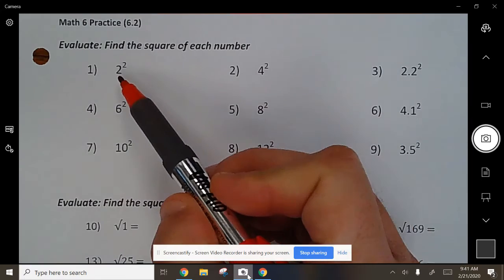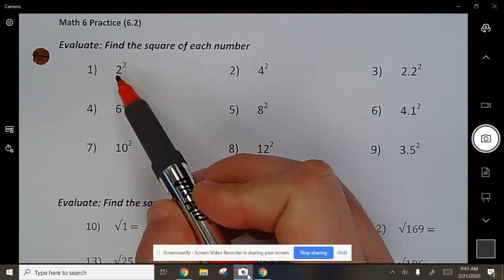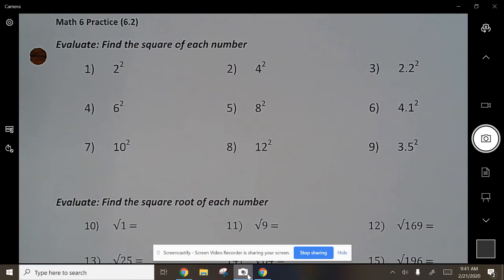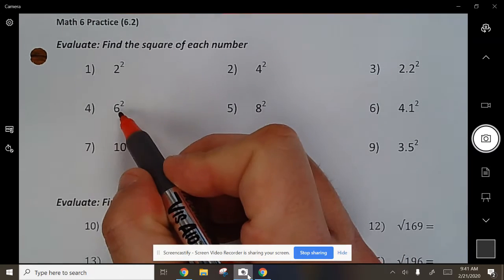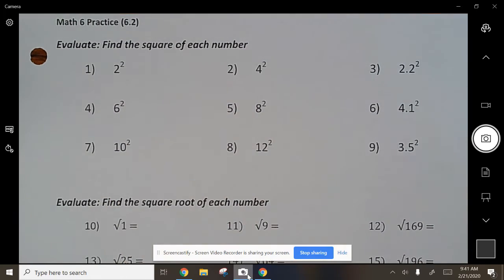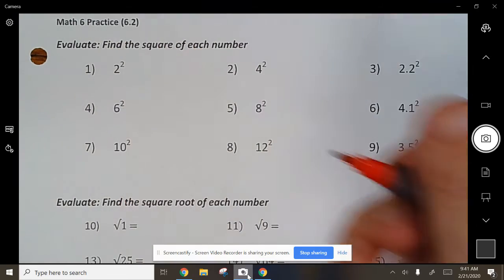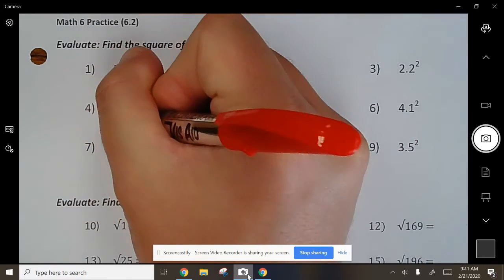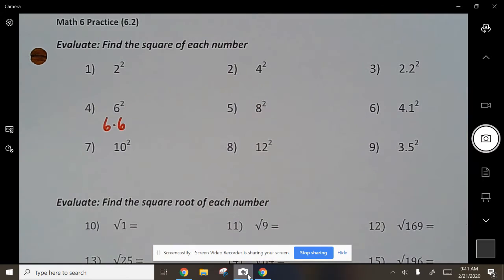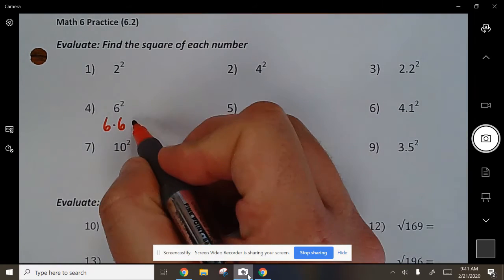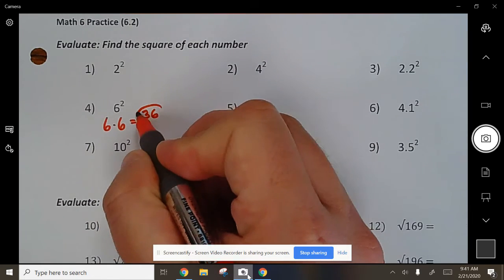So this is going to be actually, I don't like that they started this out with 2 squared because that's just going to confuse you a little bit. I'm going to go to number 4 and look at 6 squared. And 6 squared means 6 is the base and the 2 is the exponent. And we know that means 6 times 6. And we have a good understanding of that from our integer exponent rules last week. And 6 times 6 is going to be 36, okay?